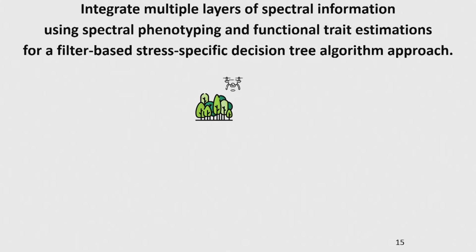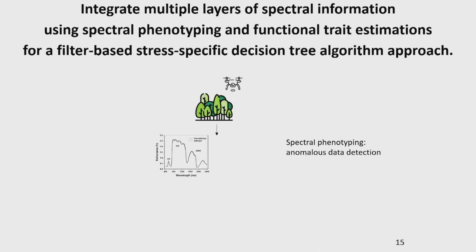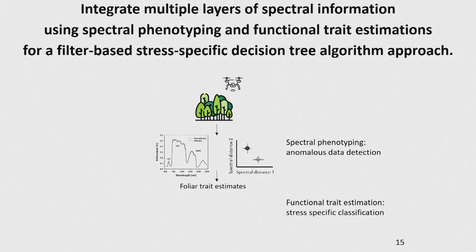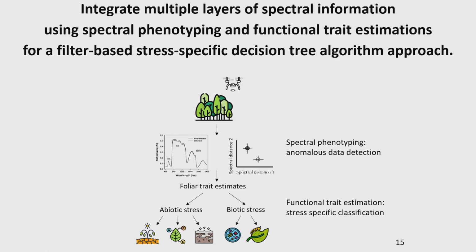So here's our cartoon of a UAV that is making spectral measurements. If we use anomalous data detection approaches, we can start to ask: do spectral data separate out into two different classes, if we know them, or is it different from what we would expect to be a standard response in spectral space? And then if we can estimate those functional traits, we can ask whether we can more specifically classify individual stress events, right?